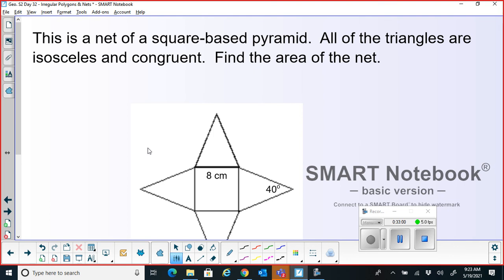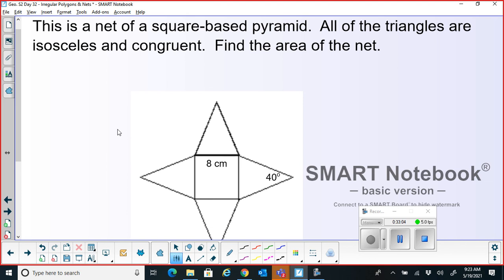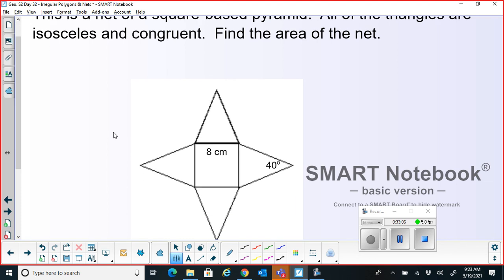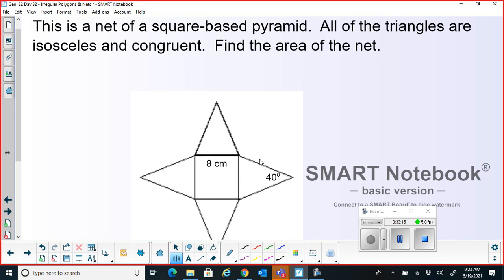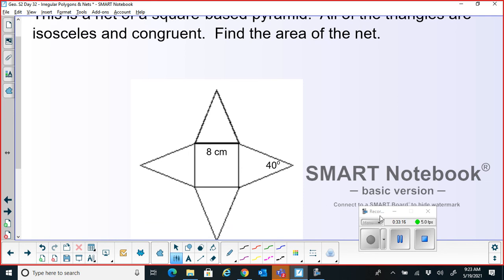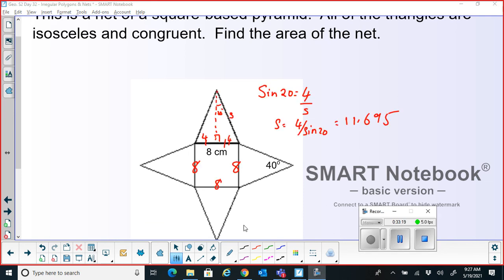This is a net of a square based prism. All of the triangles are isosceles and congruent. They have given that all the triangles are isosceles and congruent. Find the area of this particular net. They are asking us to find the area of this particular net. I'll give you another couple of minutes and then we will go over the solution. Okay, let's see this particular problem.